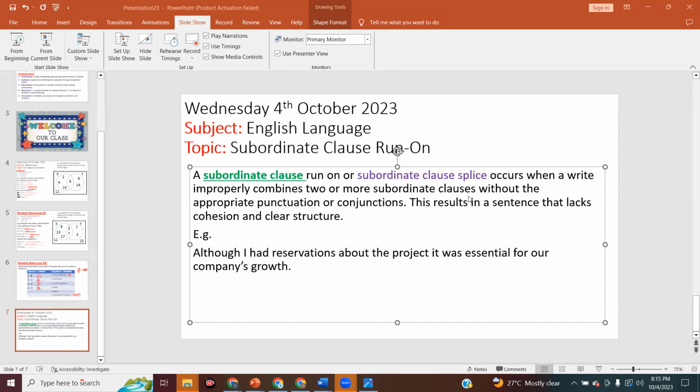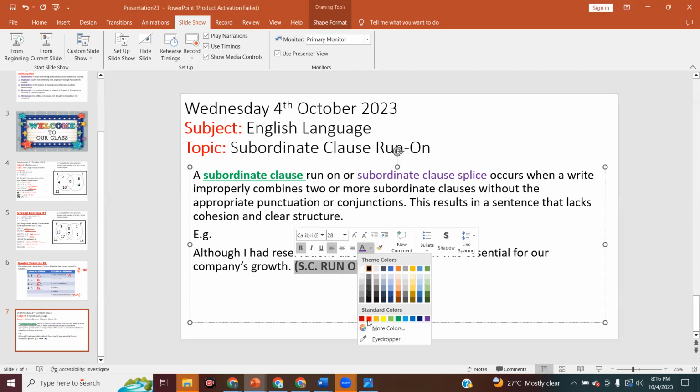I see S, S, S, R, mostly S. Okay, mostly S. Okay, this is actually a perfect example of a subordinate clause run-on. So this is definitely a subordinate clause run-on. I'm gonna put SC run-on. And this is why a lot of you are failing English, because you think it's a sentence, but it's not a sentence. All right. It is a subordinate clause run-on.